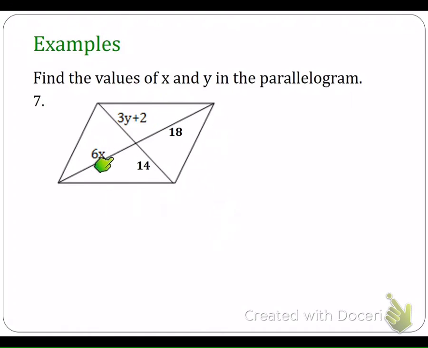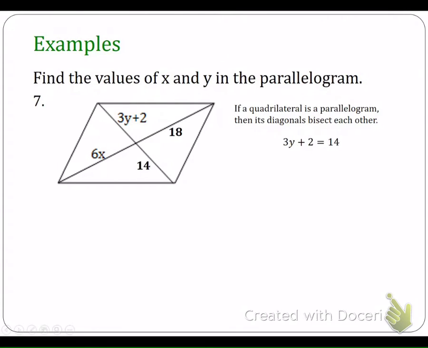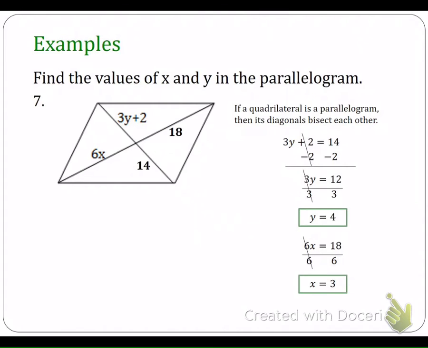How would you find the y? 3y plus 2 equals 14. So those are your two equations. It doesn't matter which one you start with. This set of notes starts with the y. So we're going to subtract 2 from both sides to get 12. 12 divided by 3 is 4. The other one's going to be 3 because we have 6x equals 18 like we discussed. When you divide by 6, you get 3. Questions?